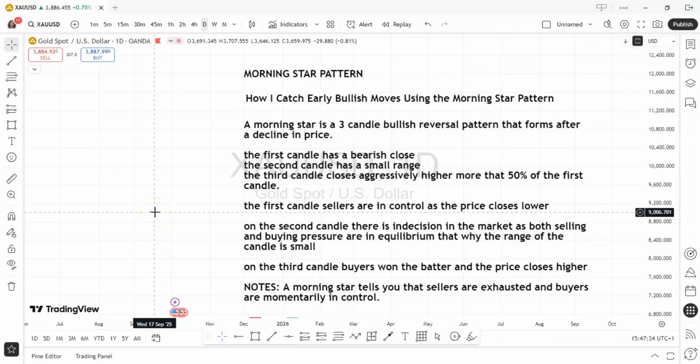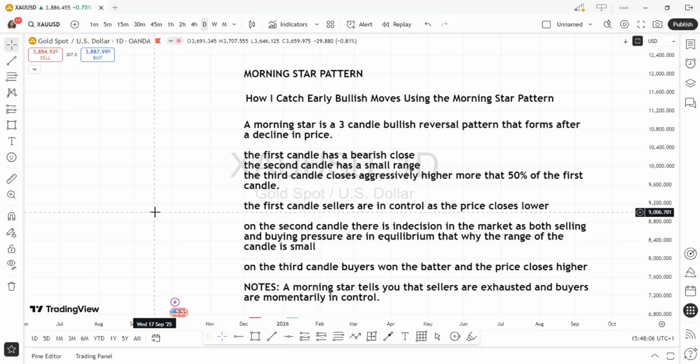Welcome back, traders. If you keep missing bullish reversal patterns, that means you have been ignoring this one particular candlestick pattern called morning star. Today, let's talk about how I catch early bullish moves using the morning star pattern. Now, let's talk about how you can identify the morning star in the market and use it to make a massive profit.